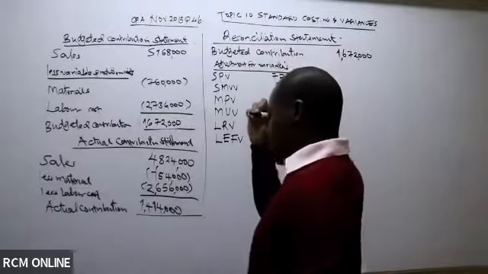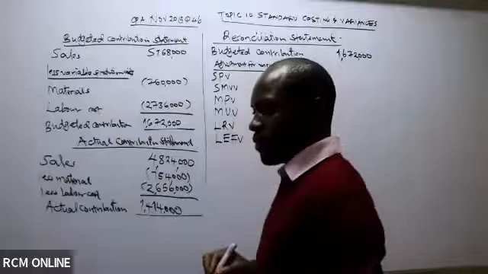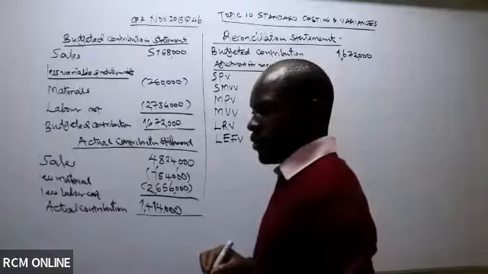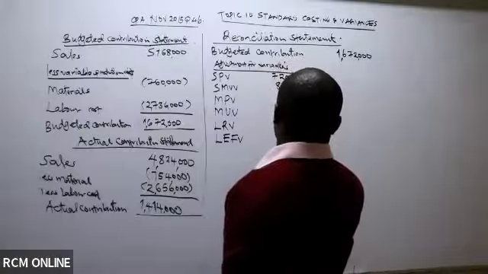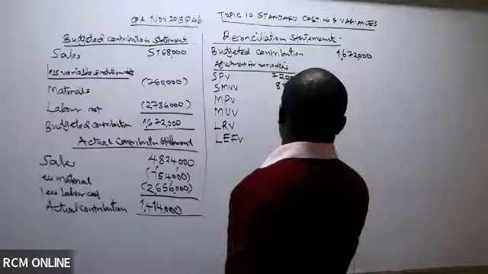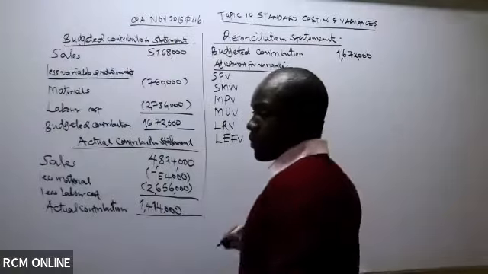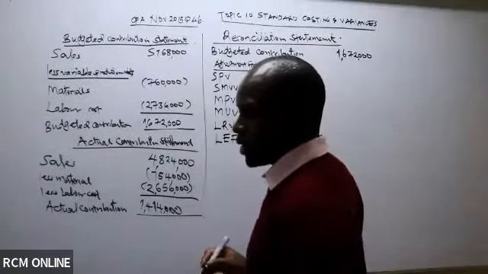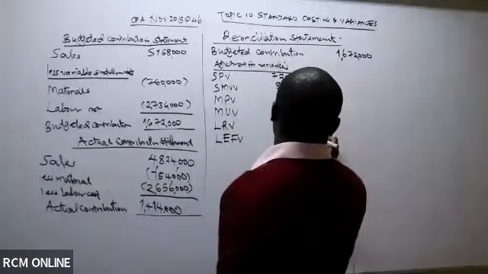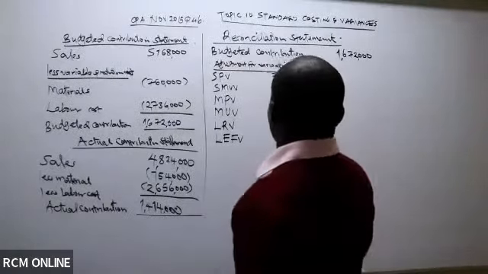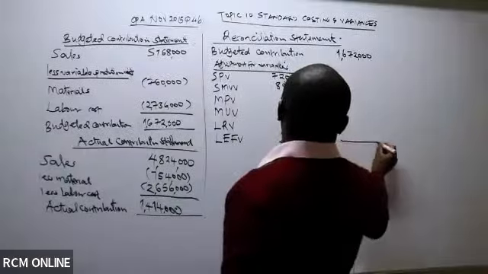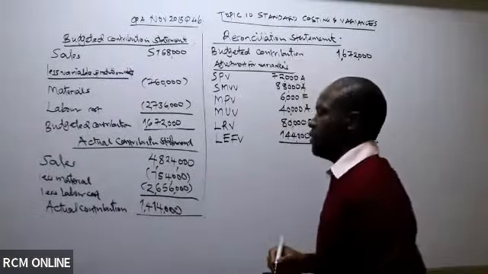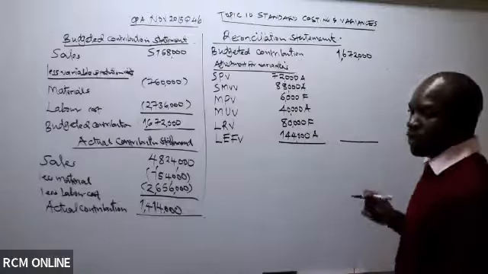What was our labor efficiency variance? 144,000. Was it 144 or 140? 144,000 adverse. Good. So when we deal with all these variances, what are you getting? Net effect. Net effect of these variances.